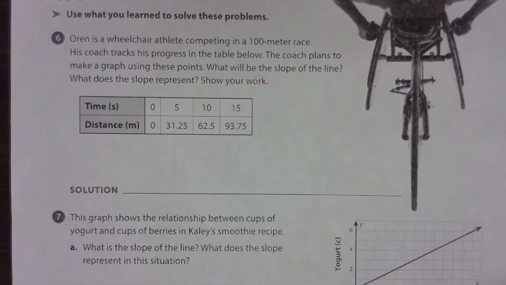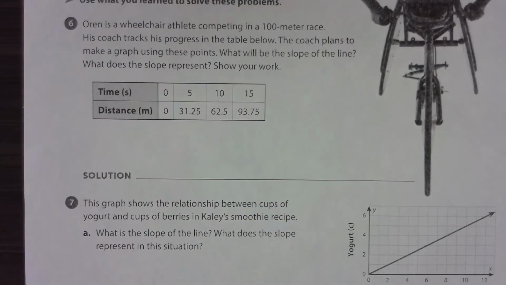Oren is a wheelchair athlete competing in the 100-meter race. His coach tracks his progress in the table below. The coach plans to make a graph using these points. What will the slope of the line be? What does the slope represent? Show your work. What is the slope of the line, and what does that represent?